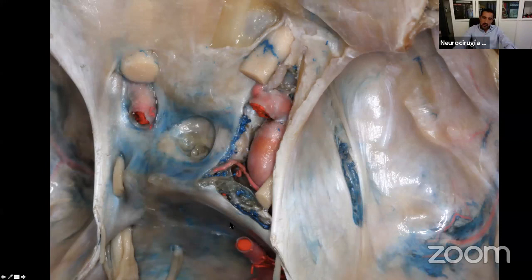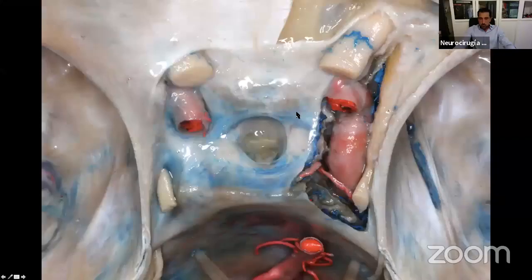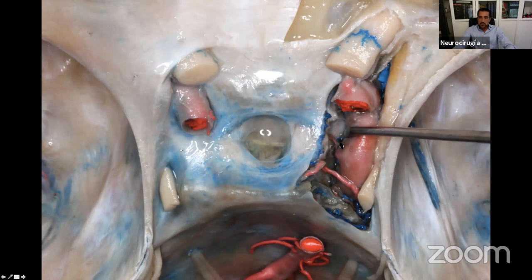And now we can see how the posterior wall of the cavernous sinus is projected to the posterior fossa. The lateral wall will be related to the middle fossa. And now we start to visualize the middle wall of the cavernous sinus just parallel to the horizontal segment of the cavernous carotid artery. We are going to focus a little bit and then mobilize the artery laterally and see another branch of the horizontal segment. This is the so-called McConnell's capsular artery.